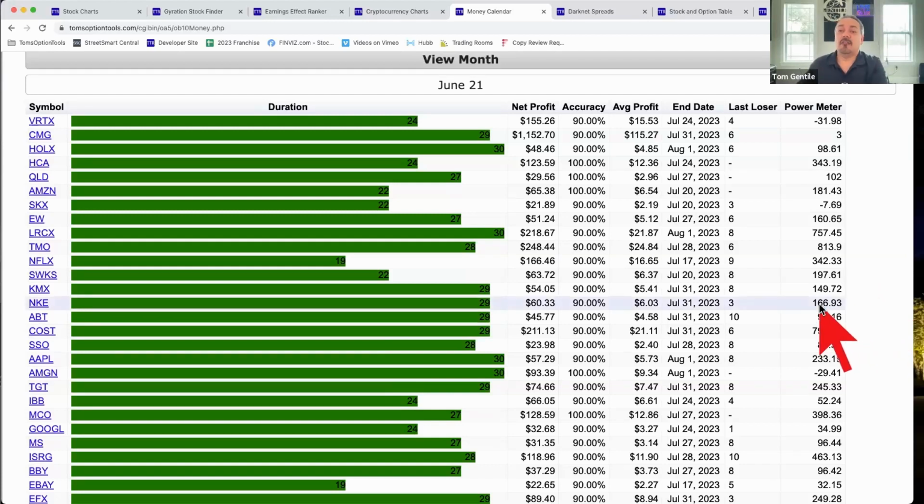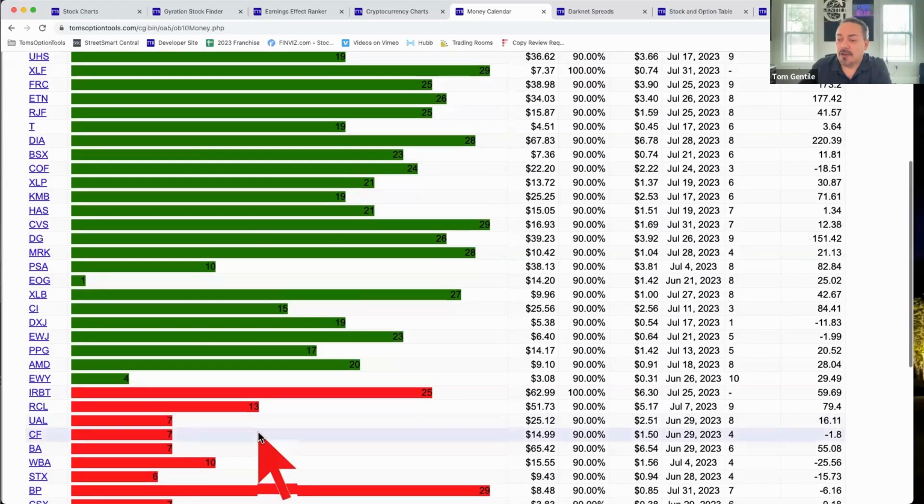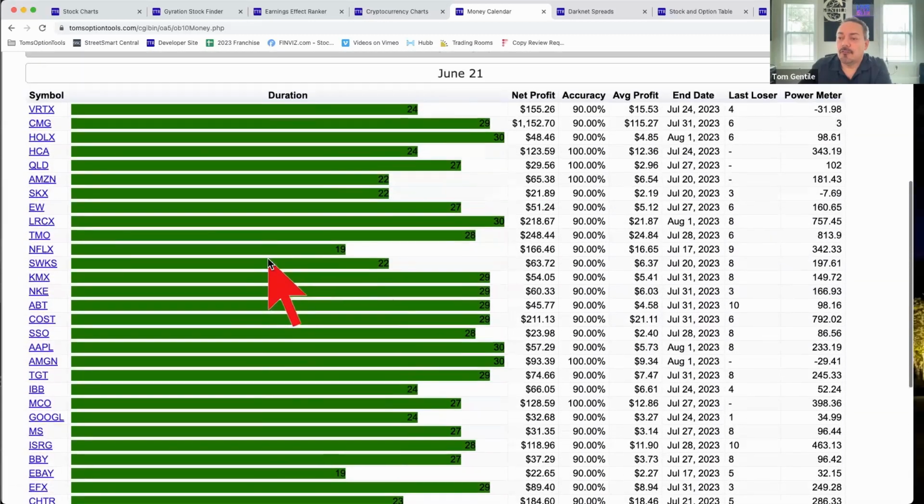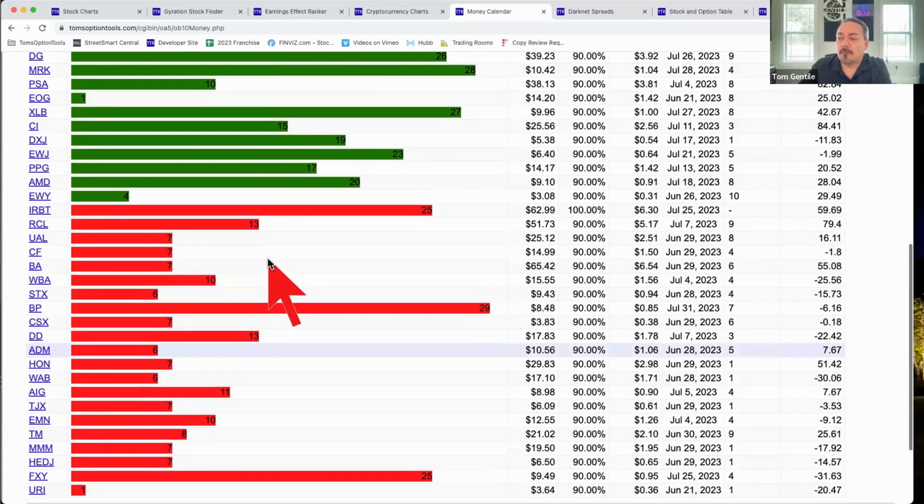So what we're looking at is I moved into today's date, Tom. And what I see here is a lot of symbols. I see a lot of green on the screen, and then down at the bottom, I see some red. Green indicates the bullish opportunities and red indicates the bearish opportunities.